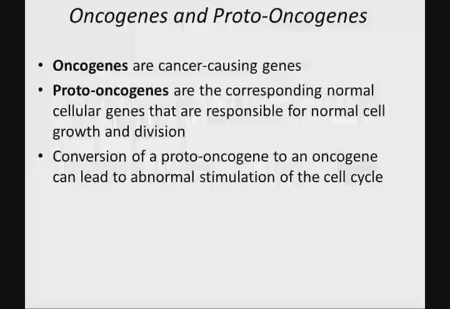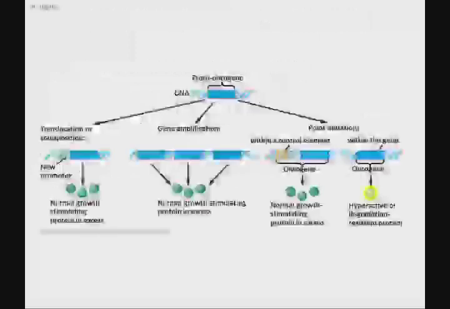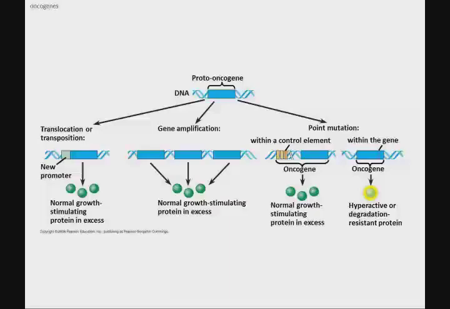So these are the corresponding normal cellular genes responsible for normal cell growth and division, and when you break them, they become oncogenes. So the conversion of a proto-oncogene to an oncogene can lead to a breaking of the cell cycle. So how can that happen? So when we look at this, we can say, oh, look, you've got your regular proto-oncogene. Maybe you get a translocation event, right? So this can happen with viruses.